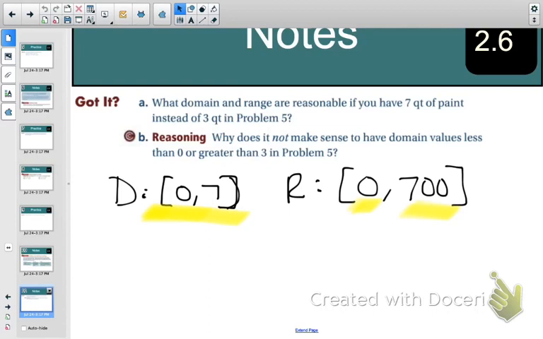Okay, if you look at B, it says, why does it not make sense to have domain values less than 0 or greater than 3 in problem 5? Well, you can't have negative quarts of paint, so we're going to start at 0 there. And you can't have more than 3, because you can't paint more than 3 quarts, because that's all you have. So 3 is going to be the max, or in this case it would be 7. Okay, so that is domain and range. Make sure that it makes sense given the scenario that you were given.